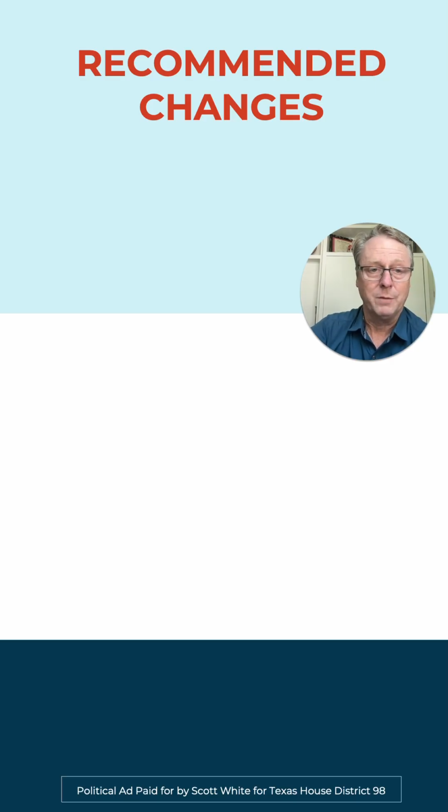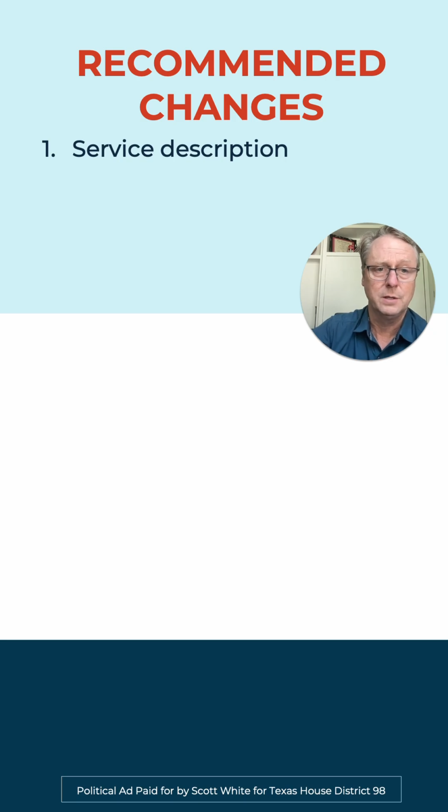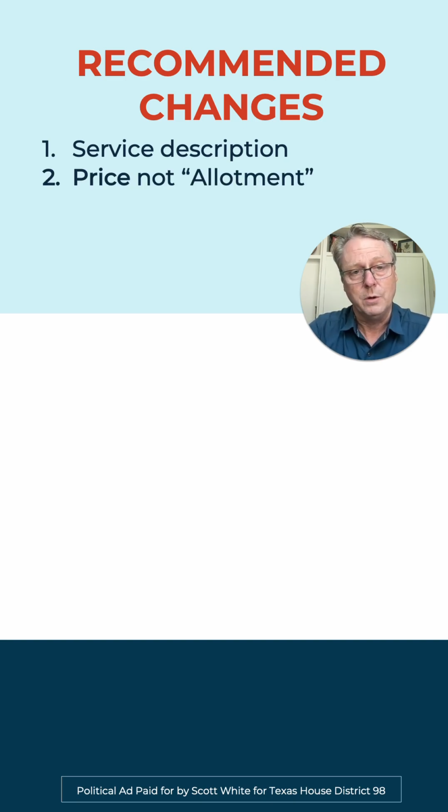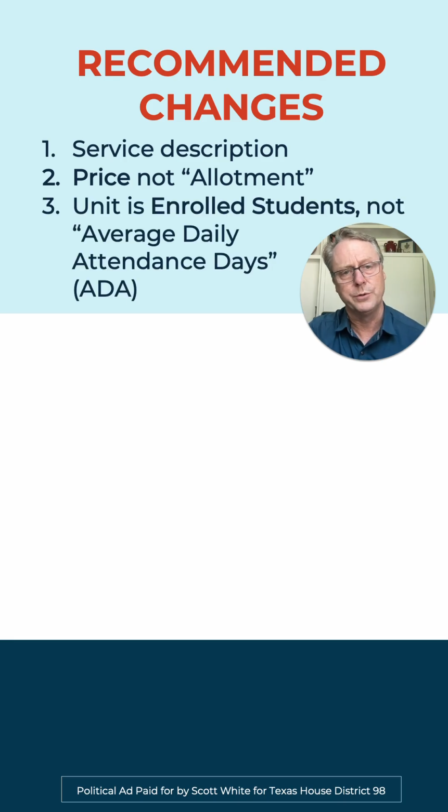Now, here are my recommended changes. First, the service description. These are actually pretty good. We should keep the service description, continue to use this idea. We need to change the word allotment to price, so we all understand exactly what it is. And then we need to change our unit to be enrolled students, so we understand it, and not average daily attendance days, which is a formula of average days over total days for a school year.